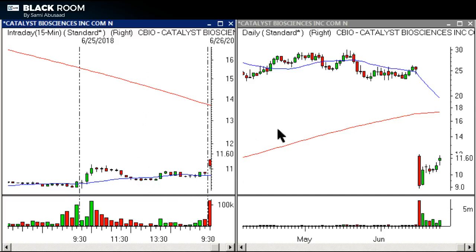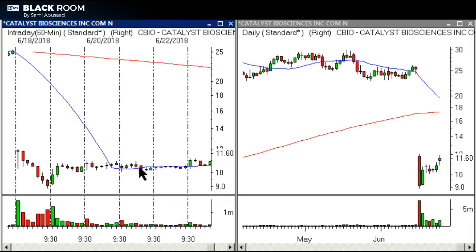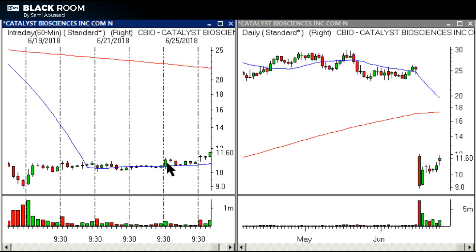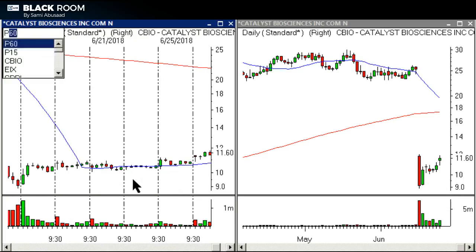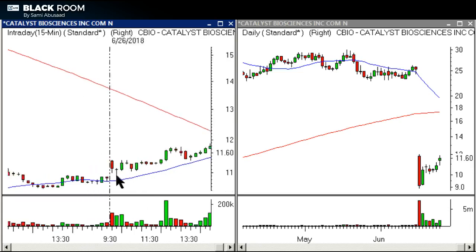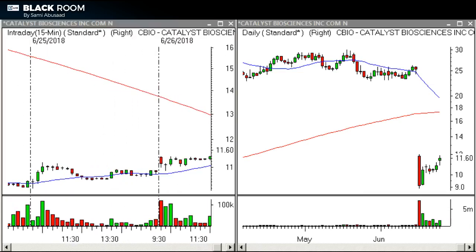The CBIO was on my daily watch list as a long because it had a nice hourly base breakout pattern. And I found it to be gapping this morning, and at lunch, well, here's a 15-minute chart. It's a nice breakout. So I played the breakout long.